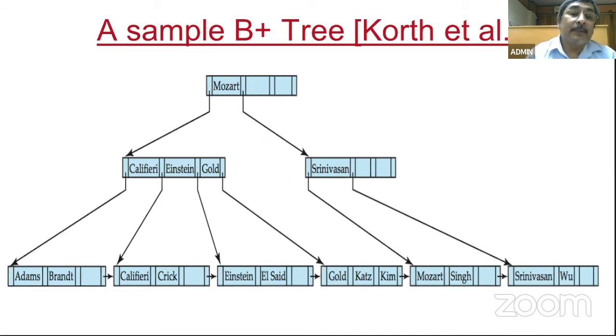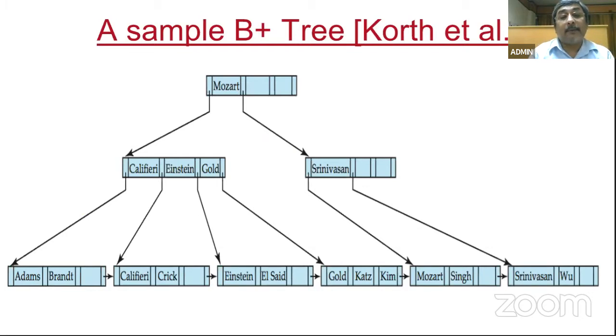Now my question is: is Creek less than Calipari? No, it is more than Calipari. Now is it less than Einstein? Yes, it is less than Einstein. So that tells me that I need to go to the link to the left of Einstein. Then I ask the same question: is Creek less than Calipari? No. Then is Creek less than or equal to Creek? Yes. Is it equal to Creek? It's equal to Creek. So I got it.